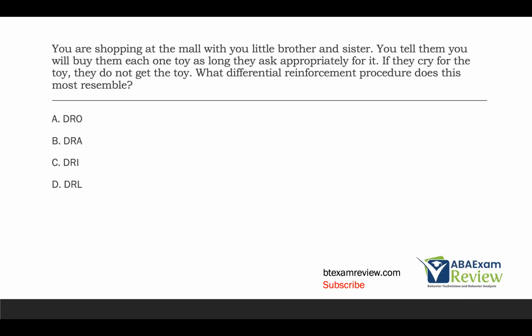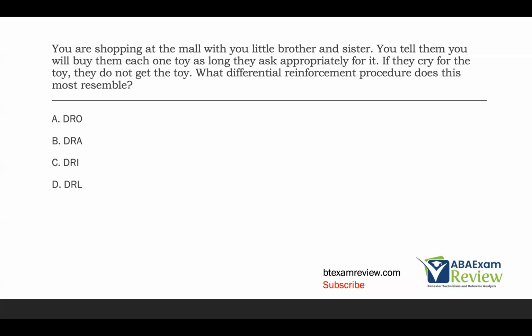So you have to ask yourself, can crying and asking appropriately occur at the same time? It can, right? They can be crying and asking appropriately at the same time. So these aren't incompatible, but they are alternative. So what differential reinforcement procedure are you using? A, DRO. Well, DRO, we're picking a target and then reinforcing in the absence of that behavior. We're not doing that here, okay? DRO doesn't teach a replacement. That's one of your keys. We are teaching a replacement, so we can't be using DRO.